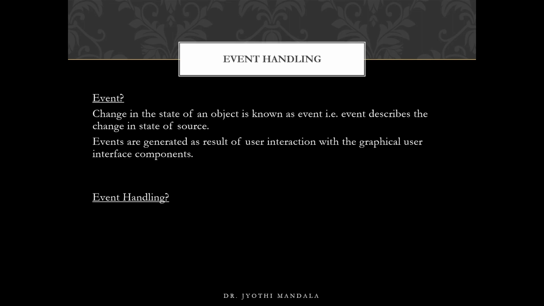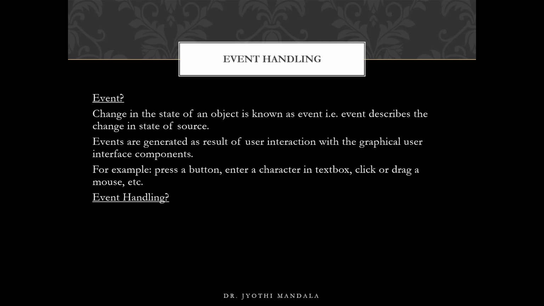Right, all of you? Normally, whenever events are generated, in your graphical user interface you will have many components, like your text box, radio buttons, or normal buttons. Whatever operation you perform on them, only then will the events be generated. Examples are entering characters in the text box, dragging your mouse, or clicking on a button. These are some of the examples through which events will be generated.